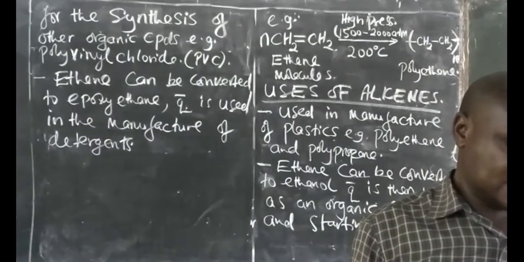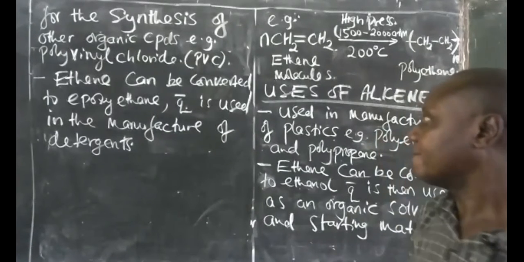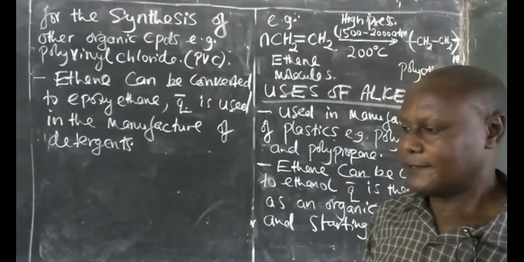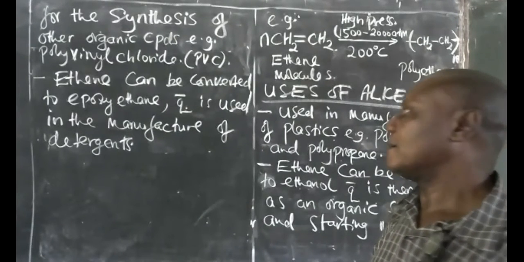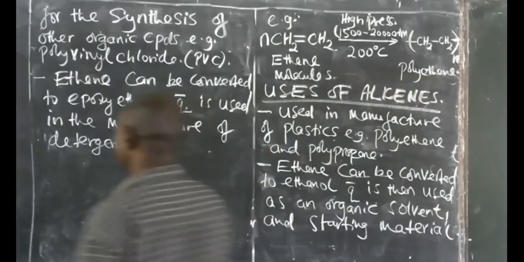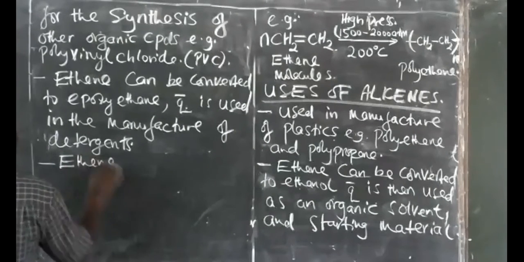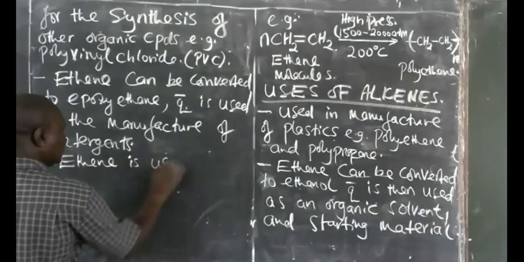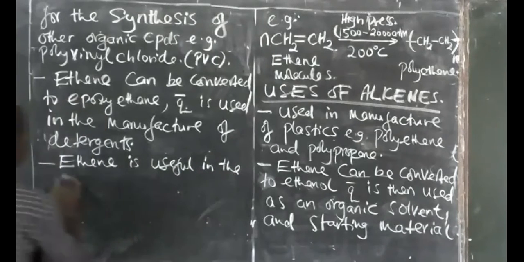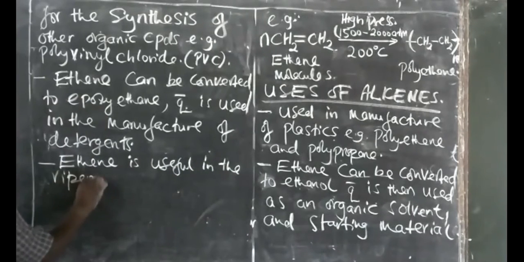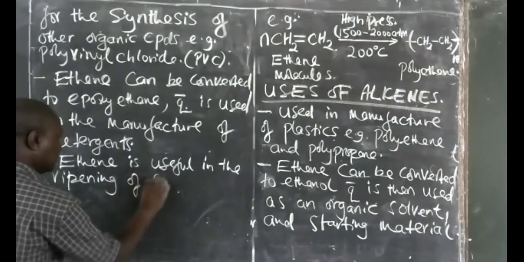Teacher, yes? I remember, in O level, they told us that ethene can be used for ripening fruits. Yeah. It can also be used for ripening of fruits.